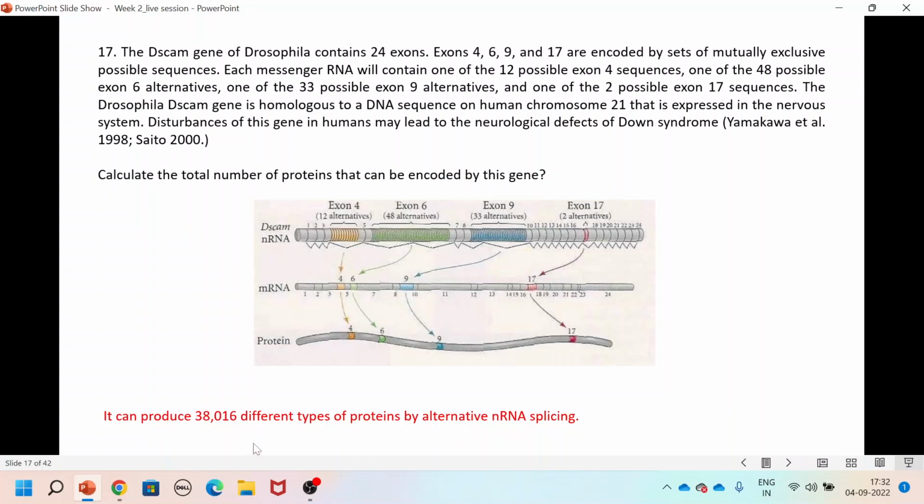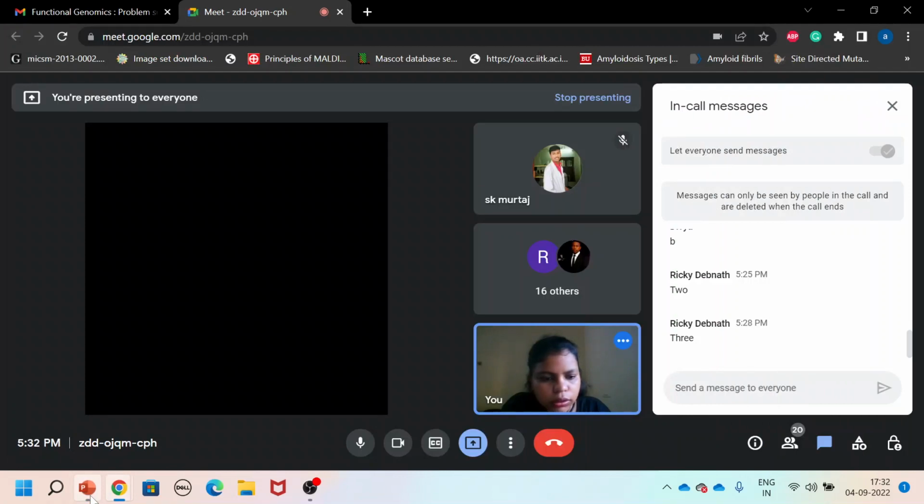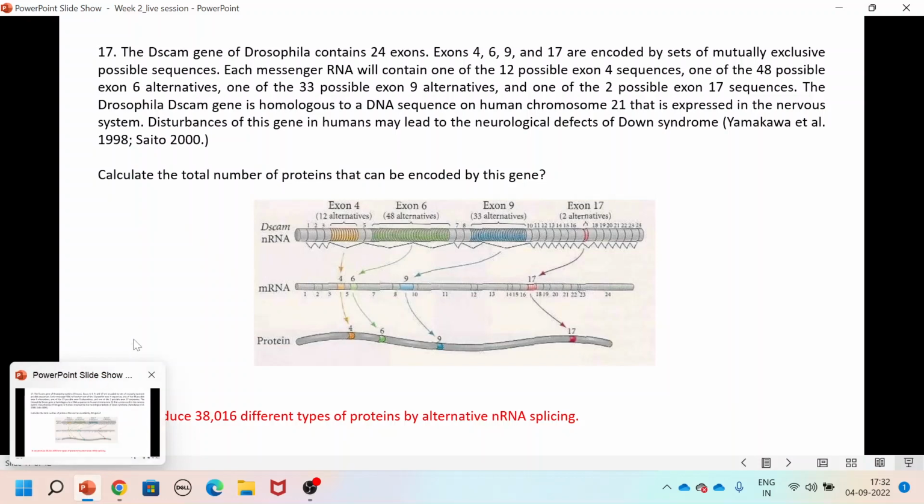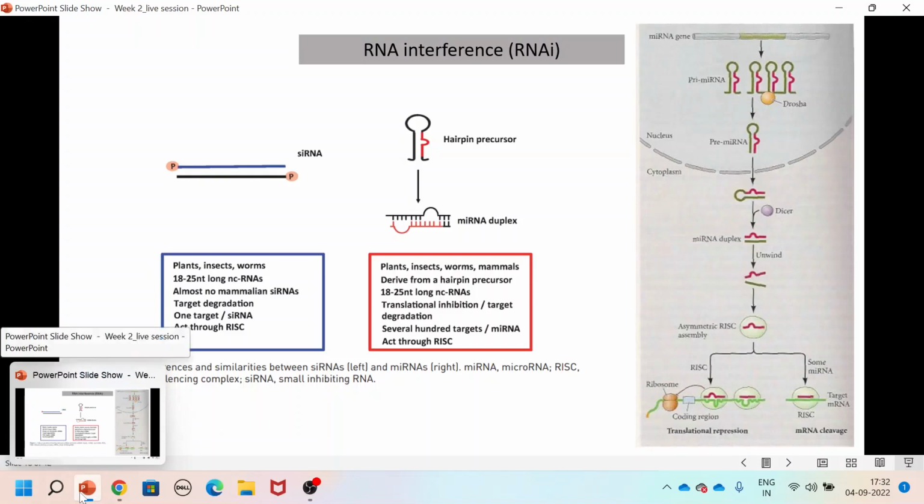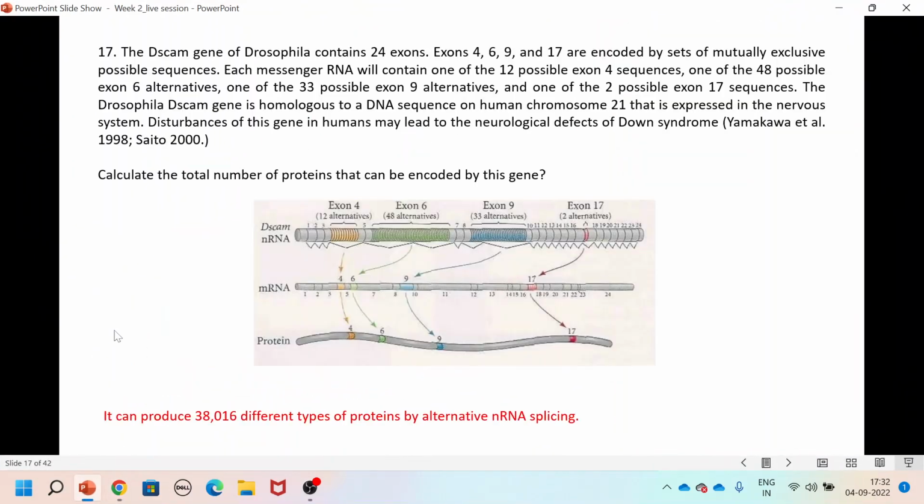Any doubts, or is it clear to all? Okay, not clear. So, let me explain it again. So this is the DSCAM nuclear RNA, which has 24 exons. Out of these, exon 4, exon 6, exon 9, and exon 17 have different alternatives.